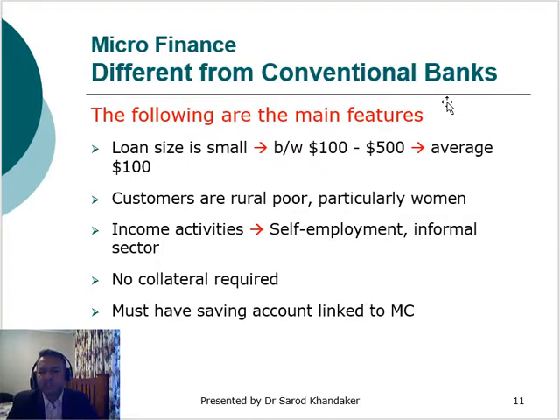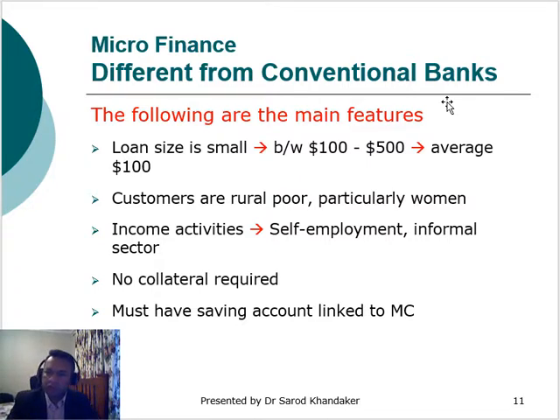Second, the consumers of microfinance, or the customers of microfinance, are relatively very poor people, and particularly women. One survey shows that around 95% of the customers of the Grameen Bank are women, and for most microfinance institutions, about 90% of the customers are women. Third, the income activities. The microfinance institution helps poor people to be self-employed, through the informal sector.